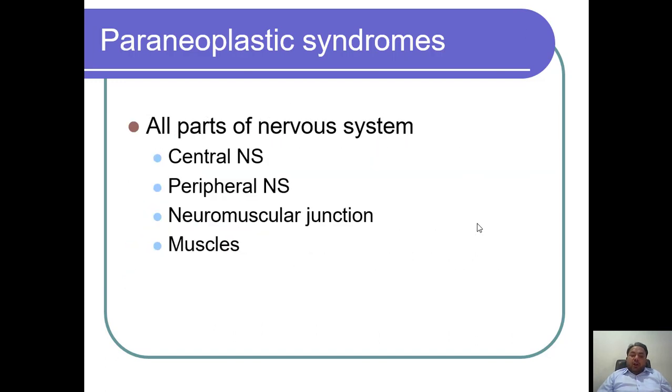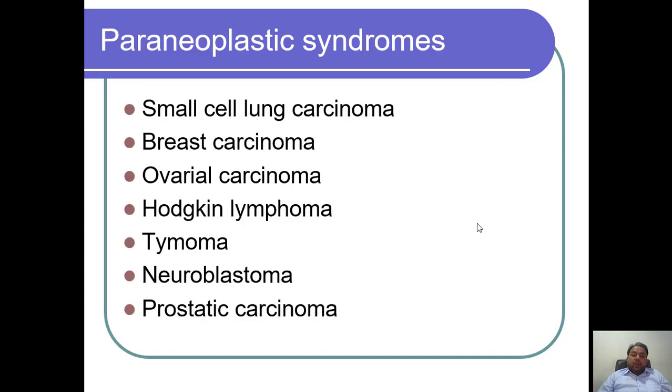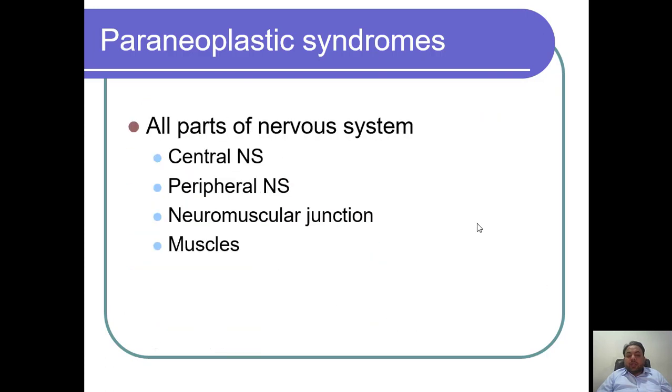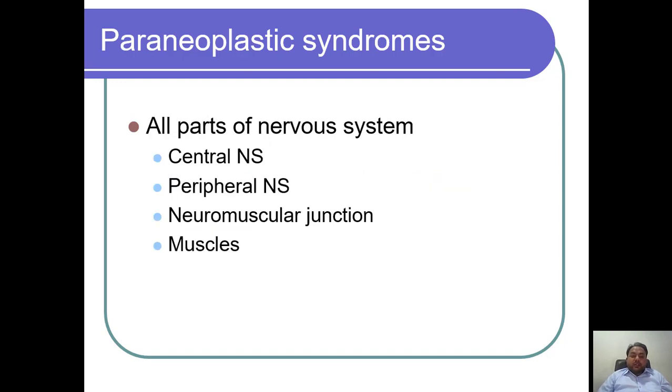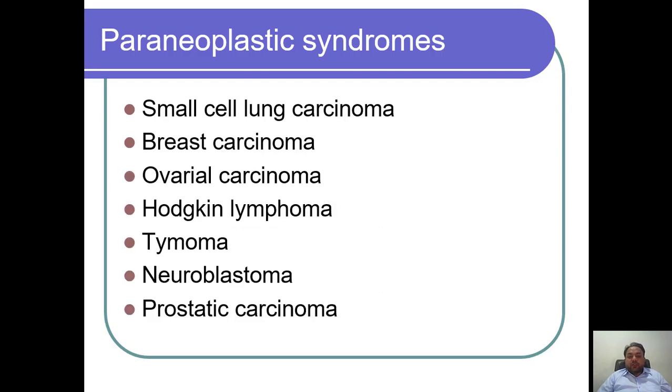For example, all parts of the nervous system can be affected: central, peripheral, neuromuscular junction, and muscles. The common ones I will show you. Paraneoplastic syndromes arise from small cell lung carcinoma, breast carcinoma, ovarian carcinoma, Hodgkin's lymphomas. The antibodies associated with the paraneoplastic syndromes are anti-Jo, anti-Hu, anti-Ri. These antibodies are formed against the primary site and cross-react with other parts of the nervous system.